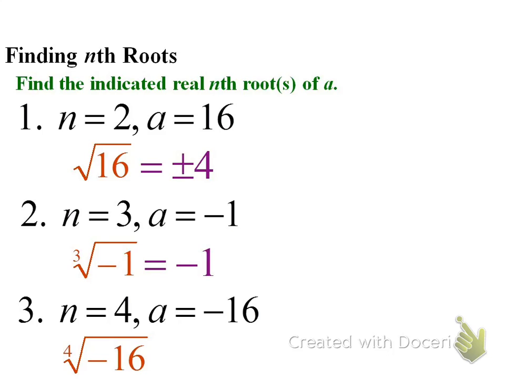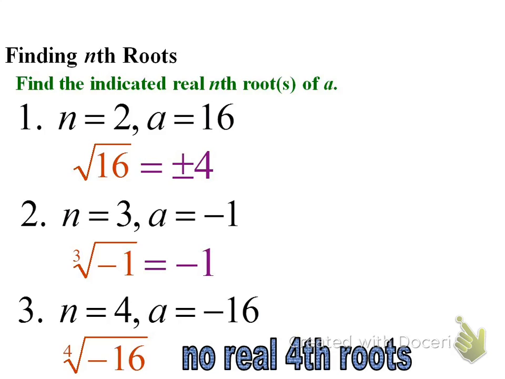Well, 2 times 2 times 2 times 2 is positive 16. Negative 2 times negative 2 is positive 4, times another negative 2 is negative 8, times another negative 2 is positive 16. Check the directions. We only want real solutions. What would be positive to negative? That would be 16, just like number 1, but since that's a fourth root now, it'd be 2 instead of 4. No real solution. Yeah, exactly. No real fourth root here.